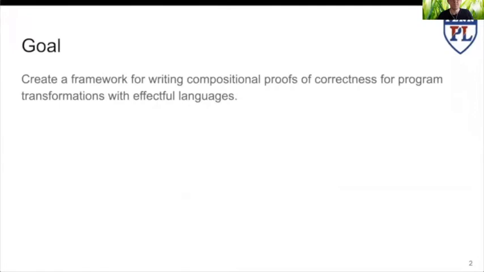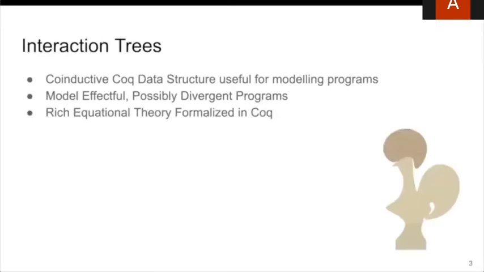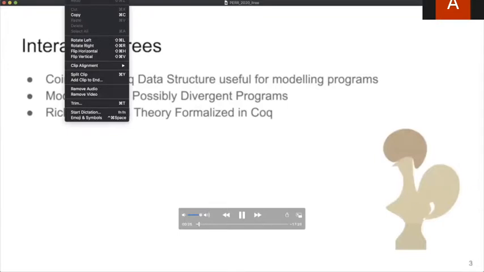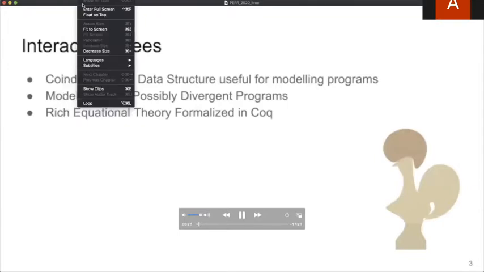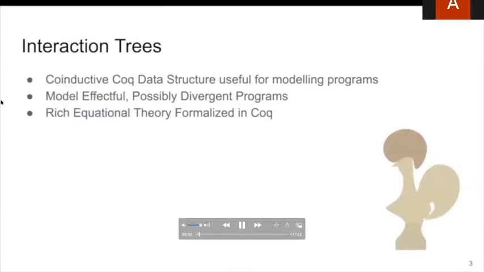So the goal of the work we're presenting is to create a framework for writing proofs of correctness for program transformations, where the programs are from effectful languages and the proofs are compositional. Our main tool for accomplishing this is the interaction trees library. Interaction trees are a co-inductive data structure in Coq that are useful for modeling programs. In particular, we use them to model effectful and possibly divergent programs.